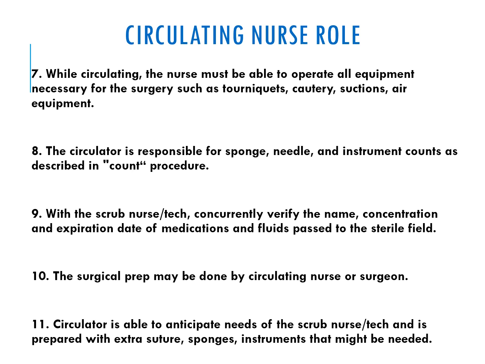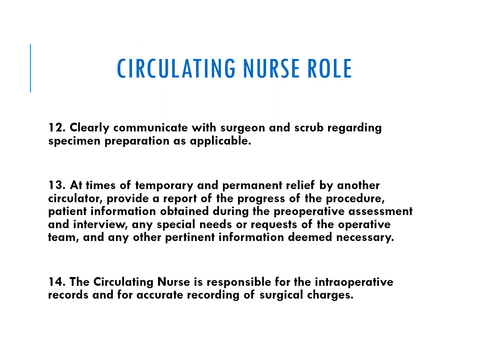The surgical prep may be done by the circulating nurse or surgeon, and the circulator is able to anticipate needs of the scrub nurse and/or technician and is prepared with extra sutures, sponges, instruments that might be needed as well. The circulating nurse clearly communicates with the surgeon and scrub regarding specimen preparation as applicable, such as during a tubal ligation, the circulating nurse must label whether it's the right or the left tube.